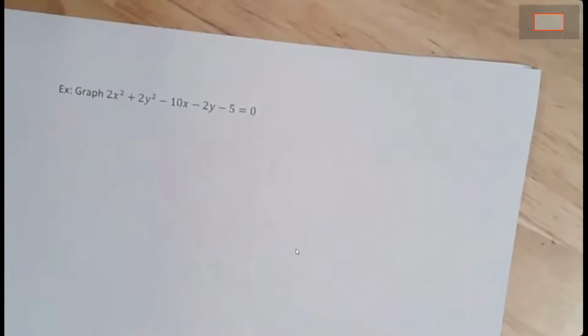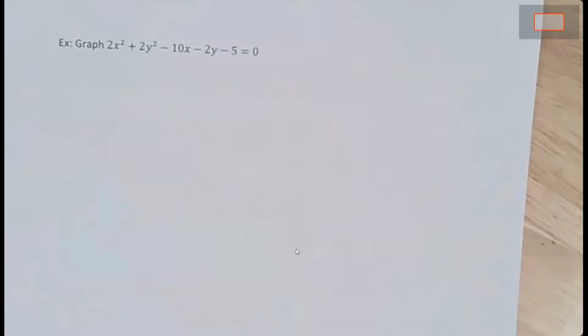Yeah, I should do this. Okay. We want to graph 2x squared plus 2y squared minus 10x minus 2y minus 5 equals 0. Is it a circle? Yes. How do you know it's a circle? Because x squared and y squared have the same, usually positive, coefficient.